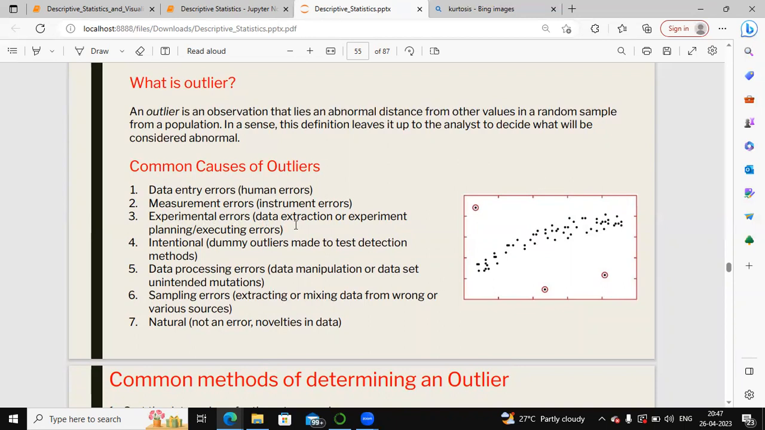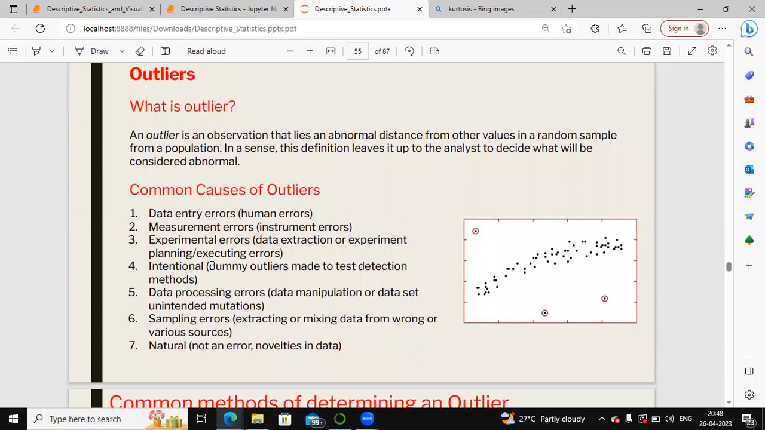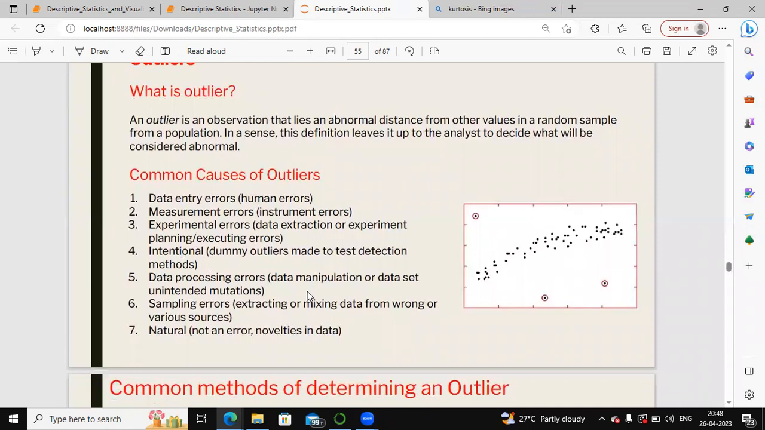Now let's come to experiment errors. Experiment error is like data extraction or experiment planning and execution errors. Like while checking the value, you made a mistake, or while reading the value, you read it wrongly instead of whichever value you should have read. Sometimes you intentionally make outliers, dummy outliers made to test detection methods. If you are knowingly doing that, you can see what kind of result you will get from those intentional errors.